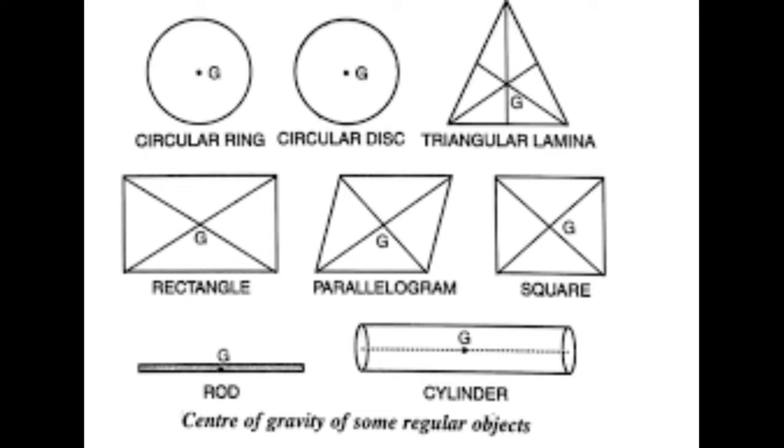And then we have a rod. If it is uniform, at the midpoint of the rod we get the center of gravity. For a cylinder, it is the midpoint of the line joining the centers of the two circles on the top and bottom of the cylinder. You can see these diagrams, and you have to write this. You can also have a solid cone. You'll find it in your textbook. For a solid cone, the center of gravity is at 1/4 of the height of the cone. And if it is a hollow cone, then it is 1/3 of the height.